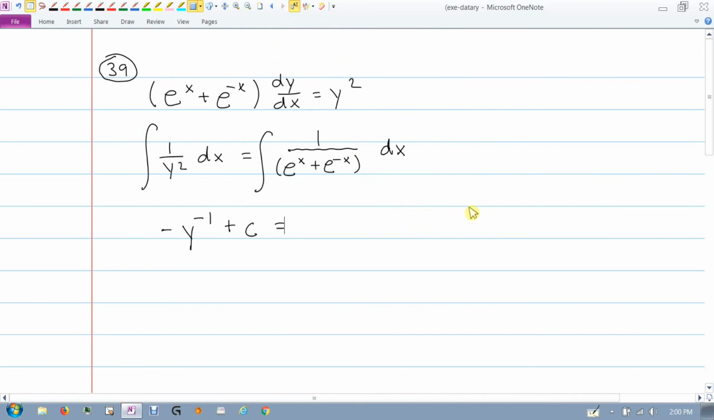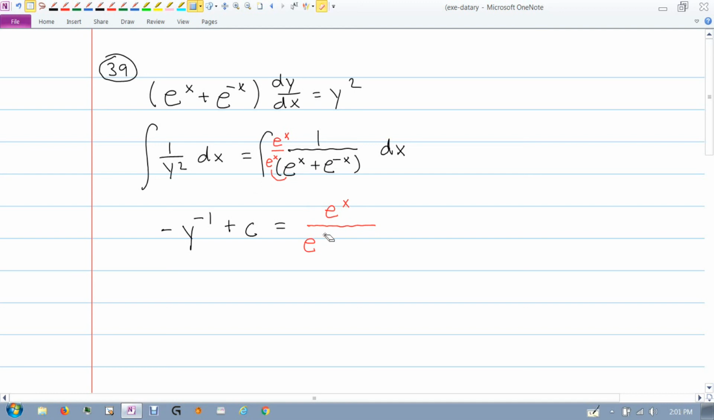And then over here, this is a little ugly looking, but we're going to do something kind of tricky. Whenever you see this e to the x plus e to the negative x, one of our common techniques is just multiply the top and bottom by e to the x. And so what you get is on top e to the x, and then over, when I do e to the x times e to the x, I get e to the 2x.